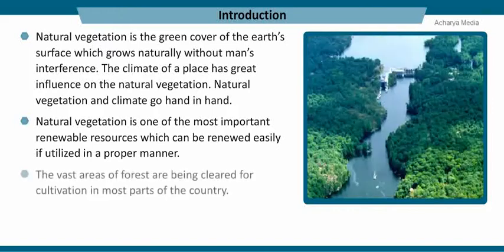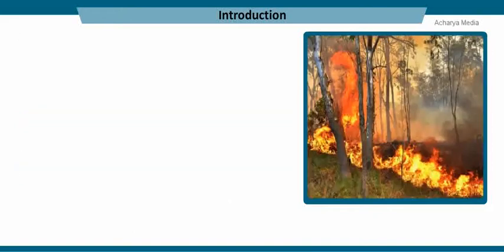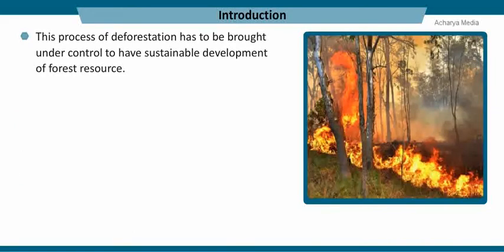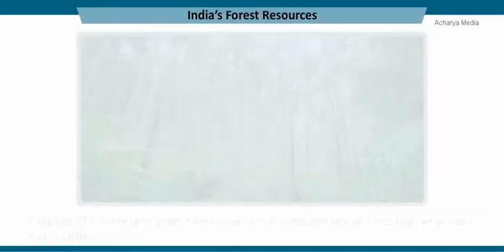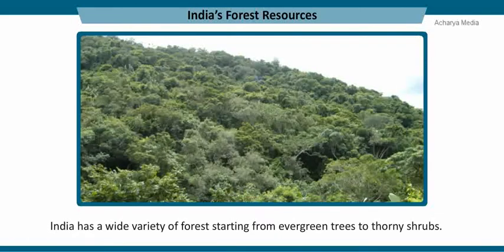The vast areas of forest are being cleared for cultivation in most parts of the country. This process of deforestation has to be brought under control to have sustainable development of forest resources. India's forest resources. India has 17% of forest cover land, 64 million hectares, which is comparatively very less than what India had in the 1970s. India has a wide variety of forests, starting from evergreen trees to thorny shrubs.